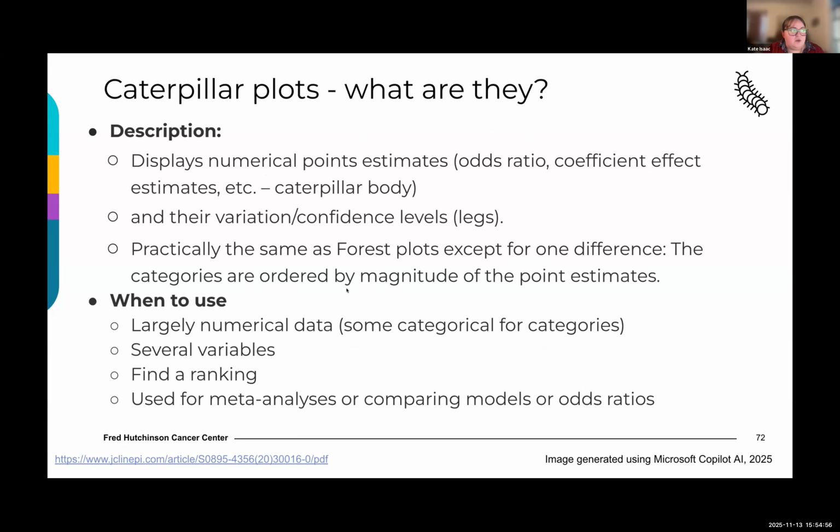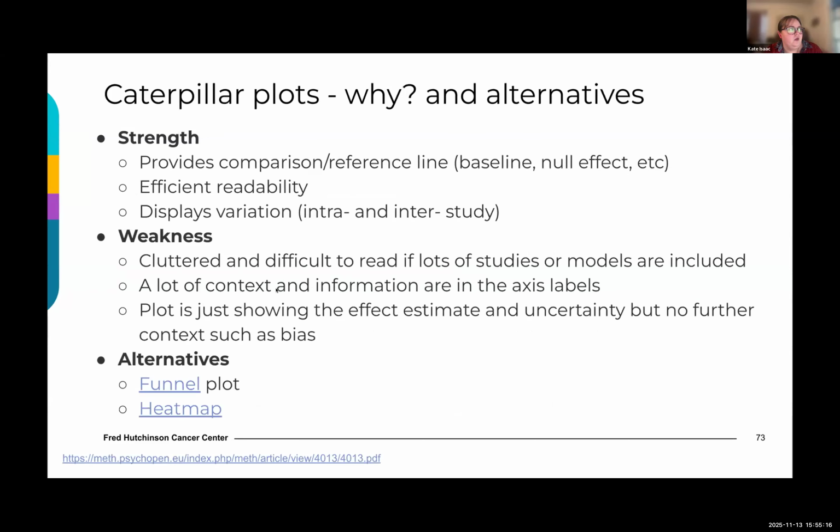This is practically the same as a forest plot, except that the categories are going to be ordered by the magnitude of the point estimates, which we'll see an example of. You're largely going to be using this with numerical data, but some categories, and you'll have several variables, and you'll want to find a ranking or use it for meta-analysis to compare models or odds ratios. The strengths of these are that they're providing comparison or reference lines, such as a baseline or a null effect. They're readable pretty efficiently, and they're going to display intra and interstudy variation quite well.